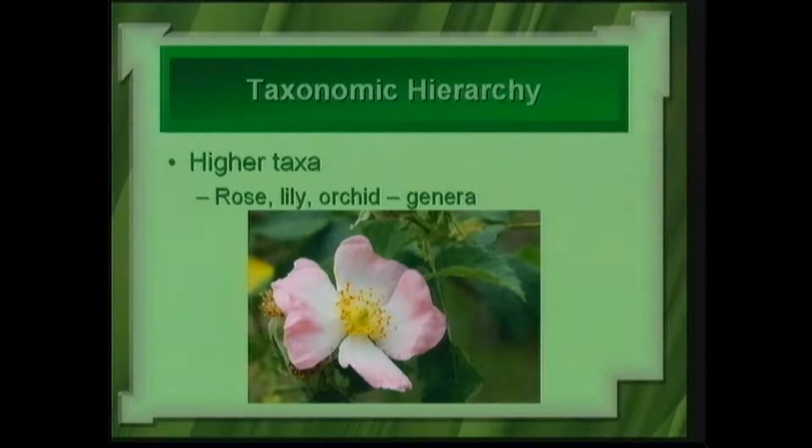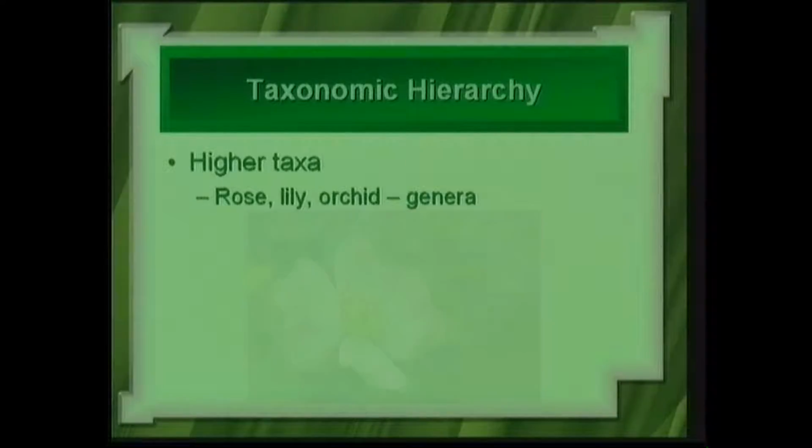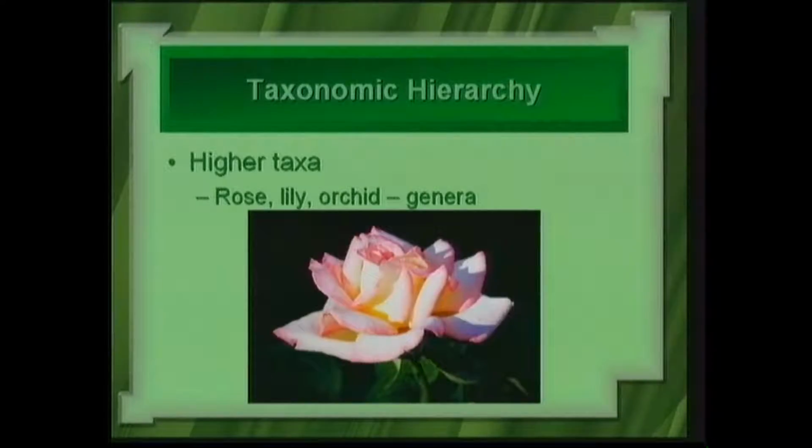If you go to higher taxa, groups such as rose, this is a photograph of a dog rose, very pretty. And here's a photograph of another rose in the same genus. So the first rose and this tea rose are two different types of Rosa. Rosa is a genus name. Remember that genera refers to more than one genus.